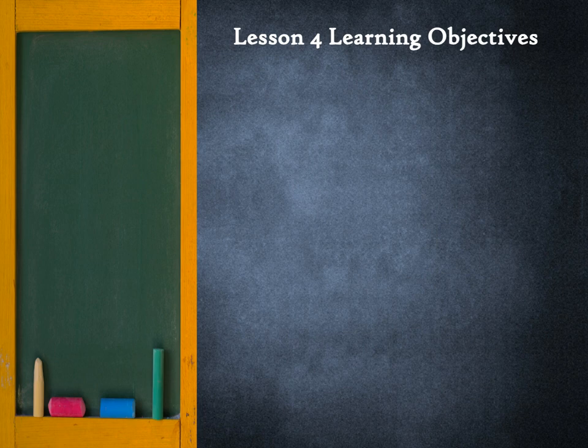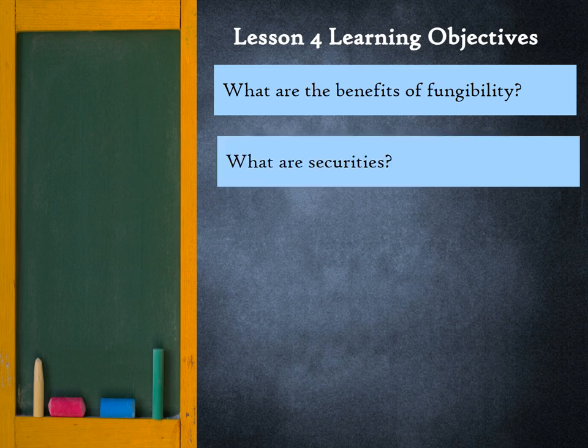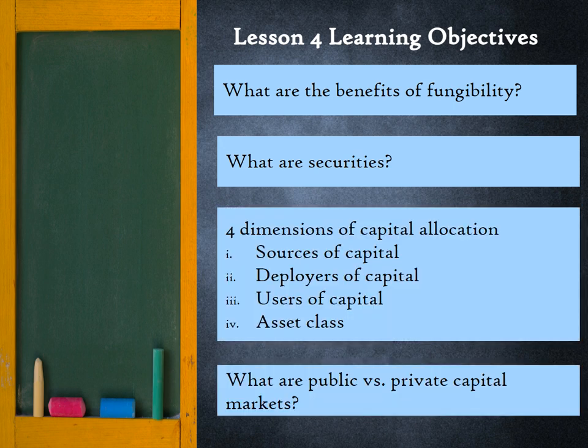In this lesson, we will round up our discussion of capital markets. We ended the previous lesson with saying that fungibility is the hallmark of capital markets. In this lesson, we will explore why fungibility is important. We will then define the term securities. Then we will dig into the four dimensions of capital allocation. Finally, we will learn the distinction between private and public capital markets. So let's get started. We have a lot to cover.